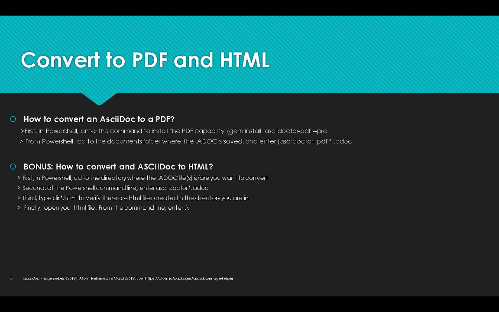Third, type dir *.html, and you can verify that there are HTML files created in the directory that you're in. And then if you want to open that HTML file from the command line, just enter .\ and then the name of the file, like sample.html, for example.